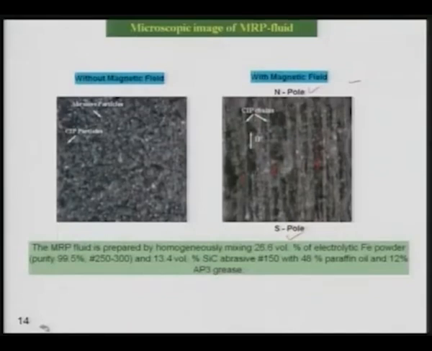So, the MRP fluid is prepared by homogeneously mixing 26.6 volume percent of electrolytic iron powder and 13.4% silicon carbide abrasive of 150 mesh size with 48% paraffin oil and 12% AP3 grease that was used for this particular medium, for which picture is shown over here.